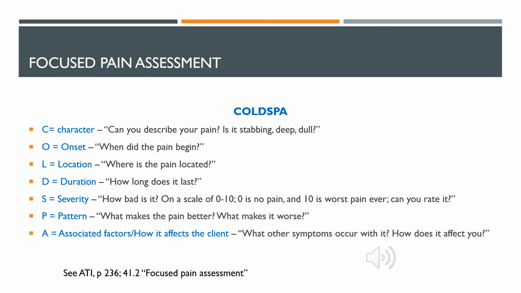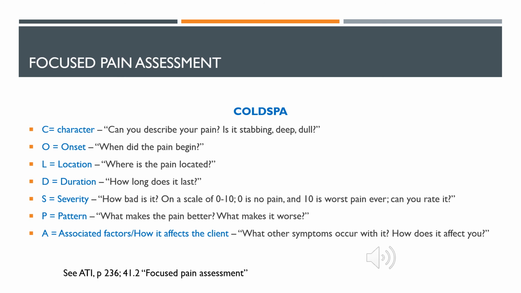S, oftentimes students will go right for the S, and you don't have to do it in this particular order, but S is a really good one, severity. It's a really good question to ask so that you can quantify what that pain looks like. So on a scale of 0 to 10, where 0 is no pain and 10 is the worst pain ever, what number would you give it? How would you rate it?